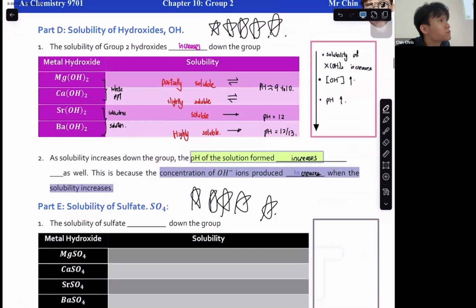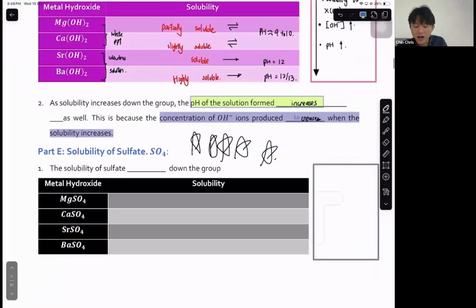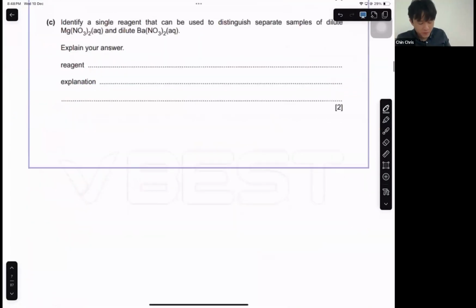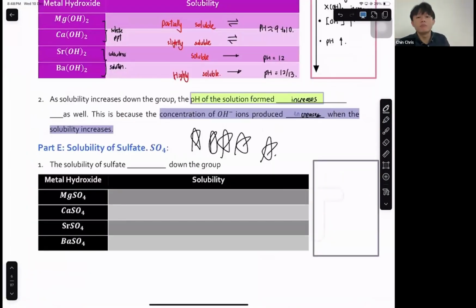Sorry? They will ask you to compare solubility of hydroxide. What kind of question? Later you'll see MCQ, mostly MCQ.